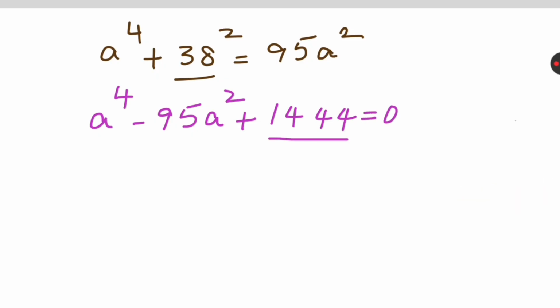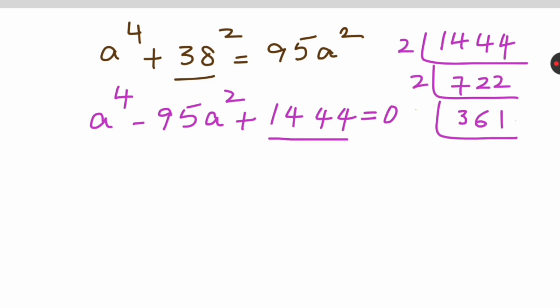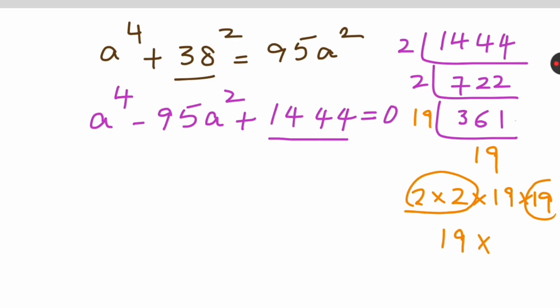Take this 1444 and find out the prime factors of this. If you do prime factorization, here we have 361, and we know that 19 times 19 is 361. So for 1444, the factors are 2 times 2 times 19 times 19. So this we can write as 19 times 2 times 2, which is 4, times 19. So 4 times 19 is 76. If we do addition here, 19 plus 76, we get 95. So that means 19 and 76 are our factors.